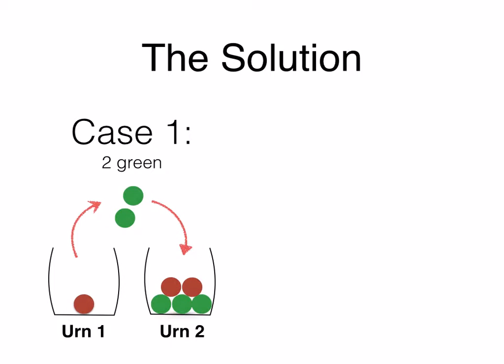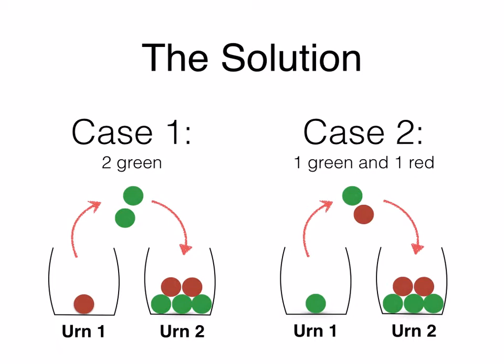To solve this problem, we will look at two cases. In the first case, we move over two green balls to the second urn. In the second case, we move over one green and one red ball to the second urn. Because these two cases are mutually exclusive and cover the whole probability space, we can conclude that by adding up the probabilities of each individual case, we get our final solution.